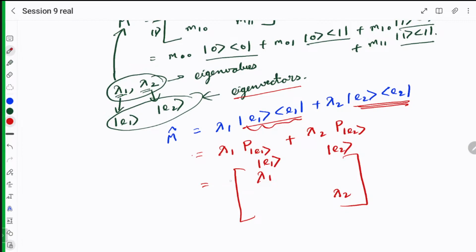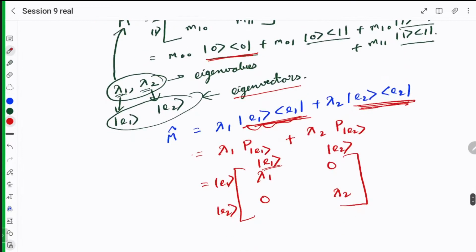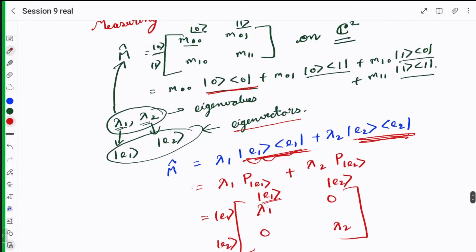This is exactly what you do when you diagonalize a matrix. You go from one basis to another basis. You just do a change of basis when you are diagonalizing a matrix. So what we are saying is, in the basis of the eigenvectors, the matrix M will be diagonal, and it can be written as an eigenvalue times the projection corresponding to its eigenvector, plus another eigenvalue and the projection corresponding to that eigenvector.